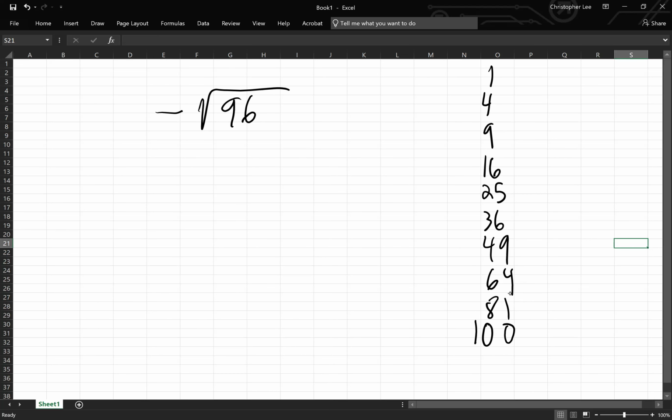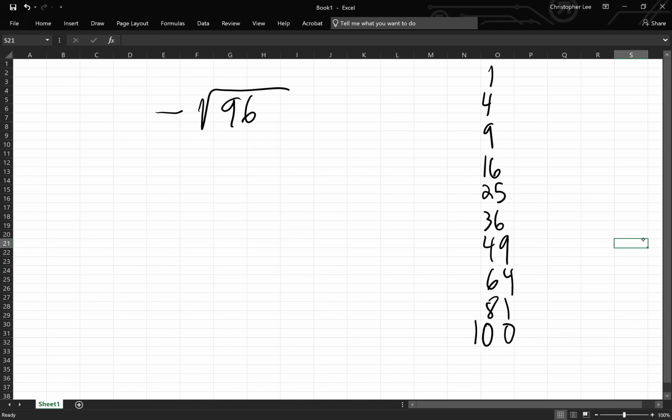64, if I double 64, I get 128. That's not going to work either. 49, if I double 49, I get what? Not 100, I got like 98. So 49 is not going to work. How about 36? If I double 36, 72. If I triple it, that's going to be 108? Nah, that ain't it. 25, I know it's not that.